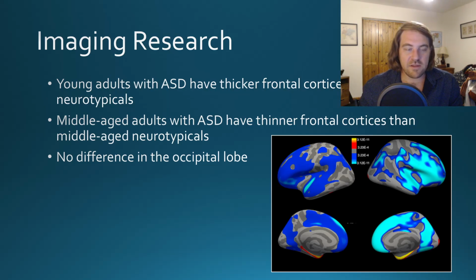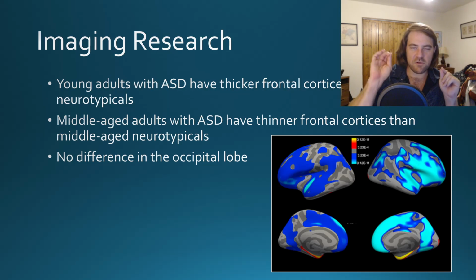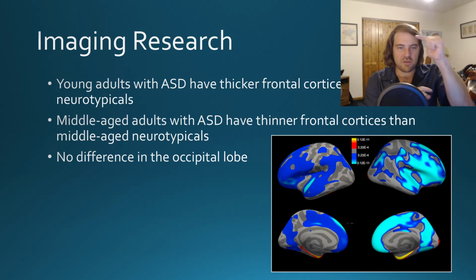So ASD is, I don't want to say preferentially diminishing the frontal cortex, because that sounds good almost, but that is what's happening. It's targeting the frontal cortex. And you can also see that this is compounded with age, because younger adults with ASD have thicker frontal cortices, but then middle-aged adults have thinner frontal cortices. So it's not just an effect of ASD, it's also an effect of age.